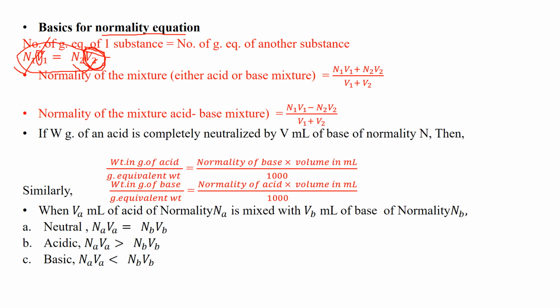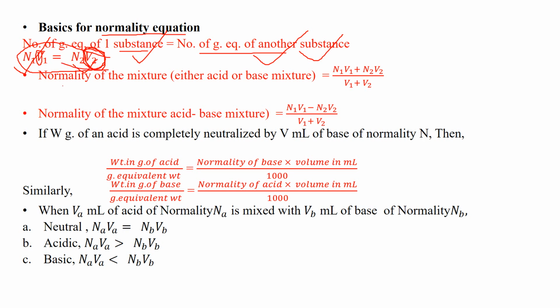So number of gram equivalent of one substance is equal to the number of gram equivalent of another substance in any type of the neutralization reactions. Number of gram equivalent of one substance is equal to number of gram equivalent of another substance when these both substances are reacting together. So in that condition, N1V1 is equal to N2V2.